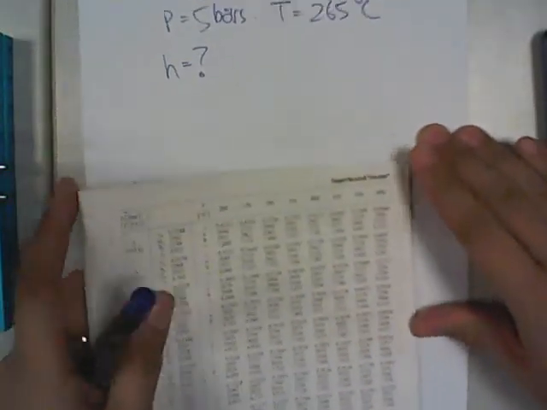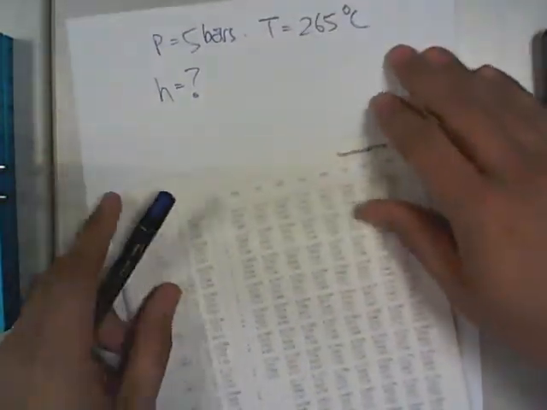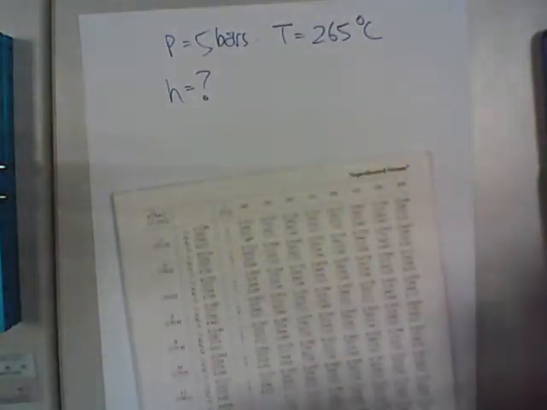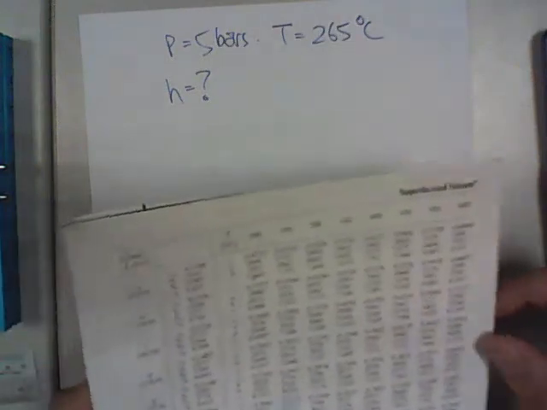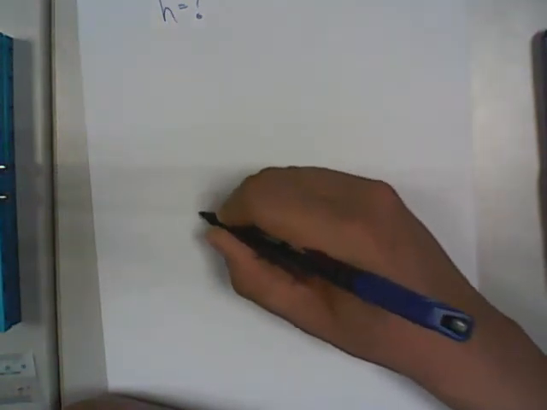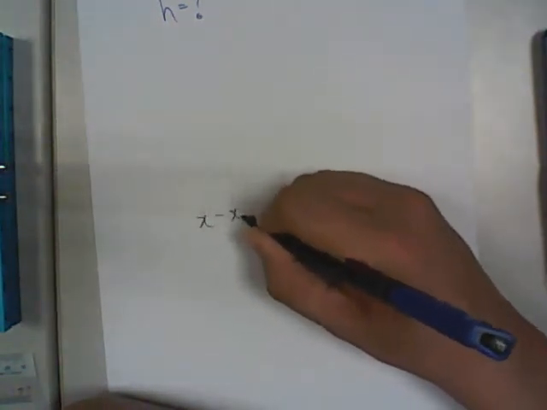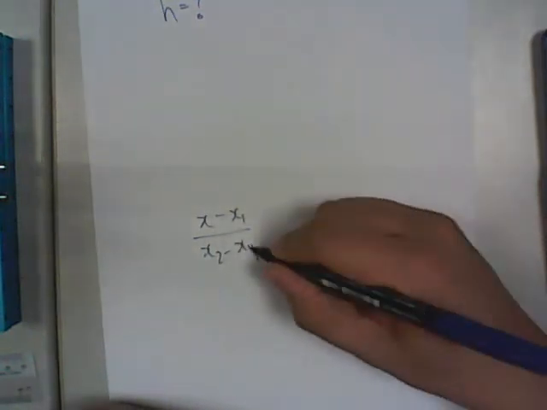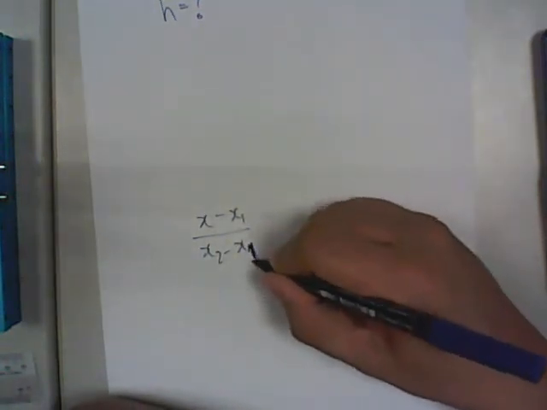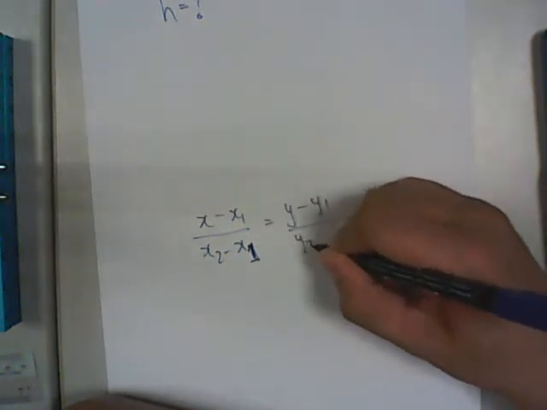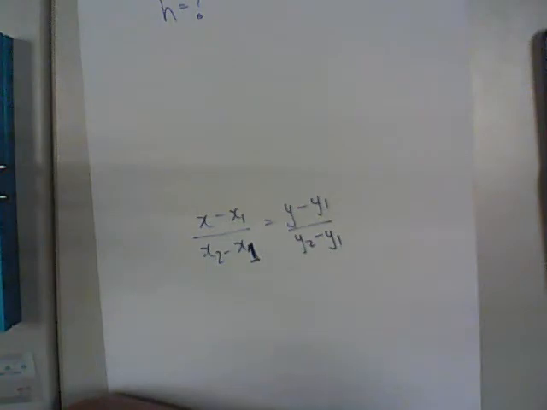Okay, welcome back. Let's continue on with the interpolation part. So previously I talked about the formula that's given on page 73. I just want to express it in this way. It goes like this: x minus x1 over x2 minus x1 is equal to y minus y1 over y2 minus y1.